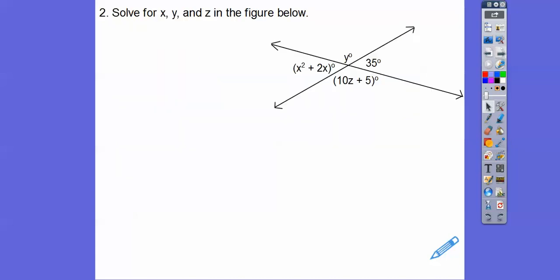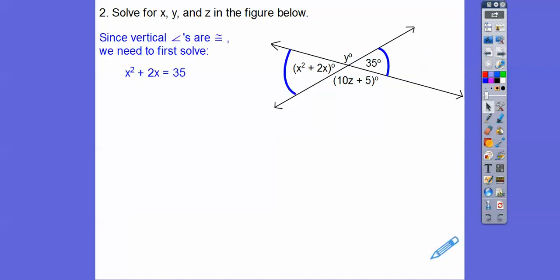All right, so here we're going to solve for x and y and z. First of all, we have to solve for x first. By the vertical angles theorem, this side equals this side. So let's go ahead and do that. And then we get a quadratic equation. Quadratic equations are when it's x squared. So we want it to be equal to 0. We're going to subtract 35 on both sides and make it equal to 0, so we can factor that.